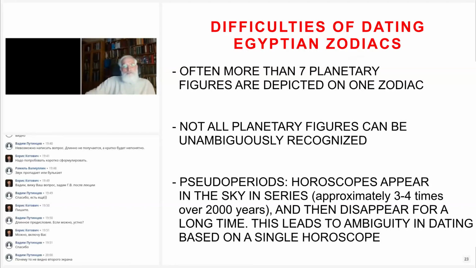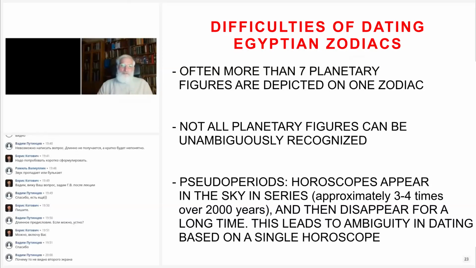Then, not all planetary figures could be unambiguously identified. Some were clear, with symbolism that was understood unequivocally, such as Saturn, for example, and Venus, although Egyptologists managed to confuse Venus with Mercury. Some could be identified more or less unambiguously, but not all. Some were depicted in a way that wasn't always clear which planet it represented.